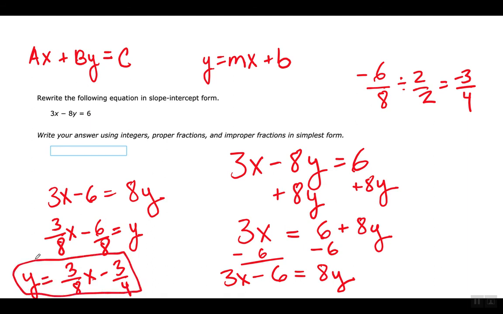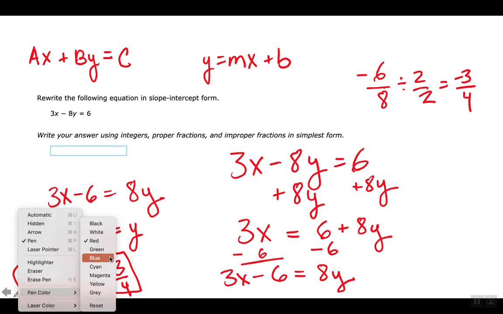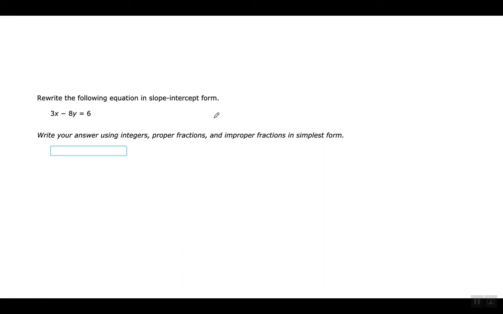And just in case anybody needs it, I'm going to do it the other way as well, where I leave y on the left, okay? Alright, let me erase everything. Alright, so if I do it that way, 3x minus 8y equals 6. Alright, let's move the 3x to the right by subtracting it.